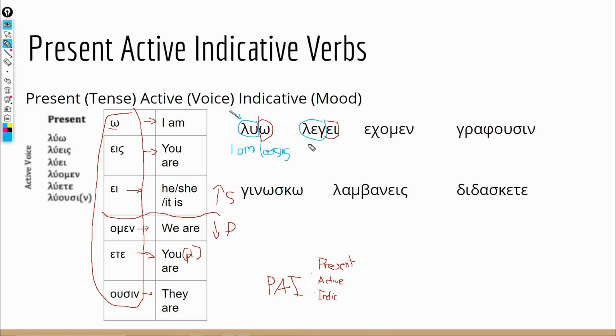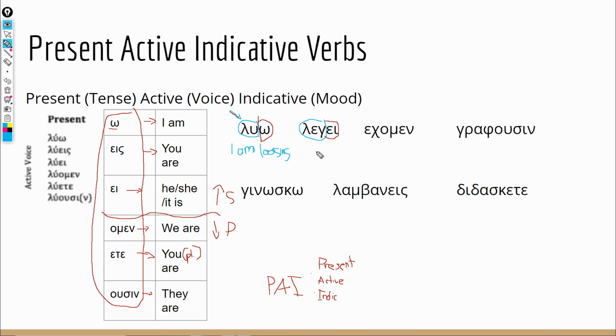Excuse my brutal writing there. Okay, second one. We look at the stem, leg. This means to say or to speak. And we look at the ending, a, say, okay, there it is. Third person singular. So this means he, she, or it is speaking or is saying. Now, you would determine whether to write he, she, or it based on the context.